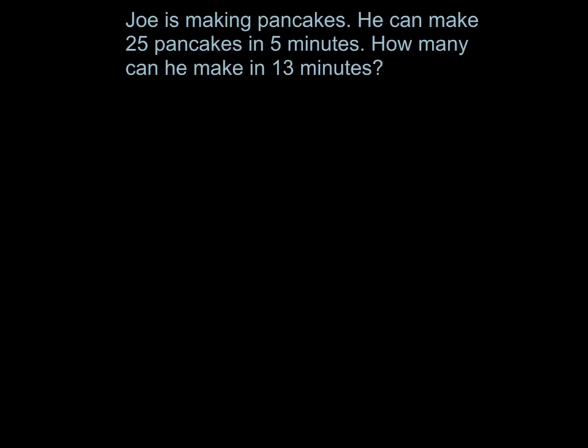Our last example is an example of a word problem in which you use the unit rate to come to your final answer. So this question, Joe is making pancakes. He can make 25 pancakes in 5 minutes. How many can he make in 13 minutes? So from here, our first thing we do is write a ratio. We notice that our rate, Joe's rate for making pancakes, is 25 pancakes in 5 minutes.